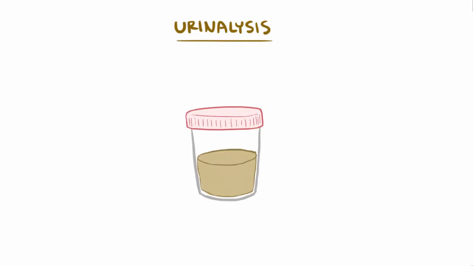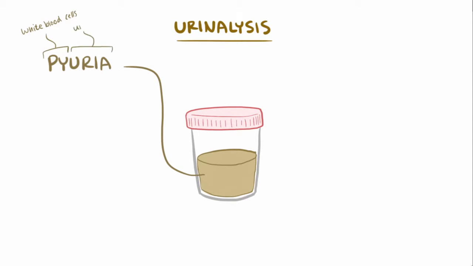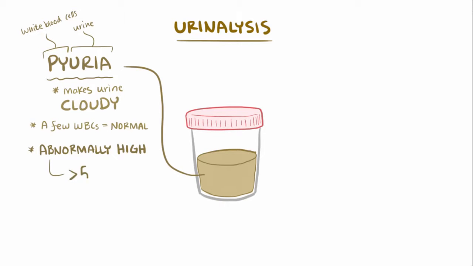When urinalysis is done, there might be signs of inflammation like pyuria, the presence of white blood cells in the urine, which can make the urine appear cloudy. Having a couple white blood cells in the urine can be normal, but it'd be considered abnormally high if there are more than 5 white blood cells per high-powered field on microscopy, or more than 10 white blood cells per milliliter on a hemocytometer.